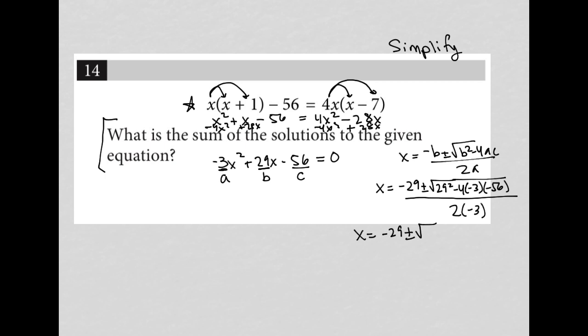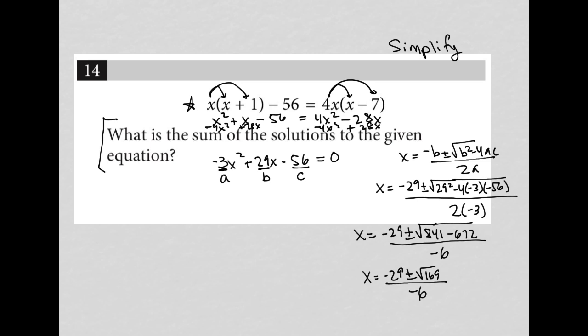All right, so what is 29 squared? 29 squared is 841. Negative 4 times negative 3 is positive 12, but then 12 times a negative 56 is going to be negative 672. And this is all divided by negative 6. I'm going to simplify what's under the radical. 841 minus 672 is equal to 169. So this becomes x equals negative 29 plus or minus the square root of 169 all over negative 6.